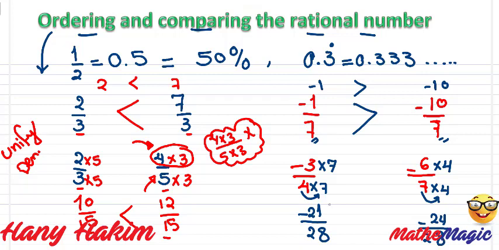And hence we have negative 21. This is more than negative 24. So I can put negative 21 over 28 is more than negative 24 over 28.